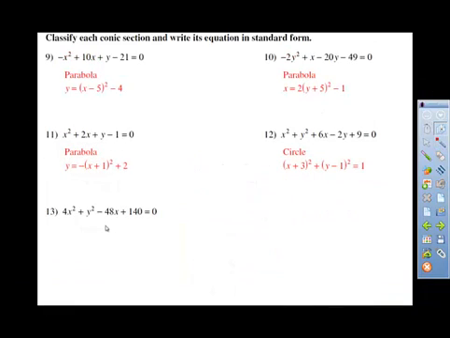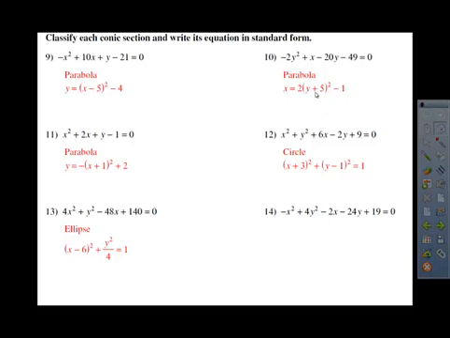All right, what is this one? Well, we've got two squared variables, so that means it's not a parabola. The signs are the same, so that means it's not a hyperbola, but it has different denominators, so it's not a circle, it has to be an ellipse. Okay, let's look at this one.